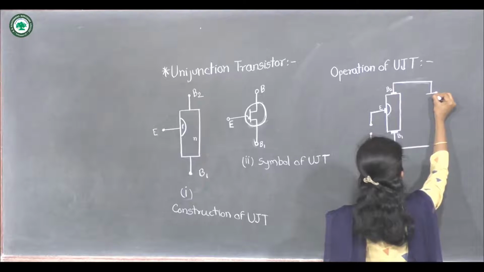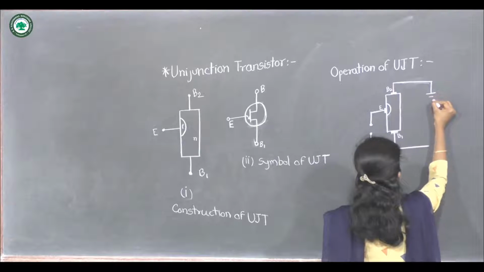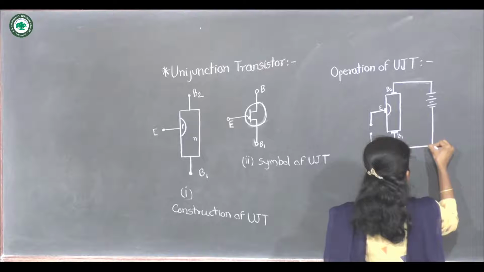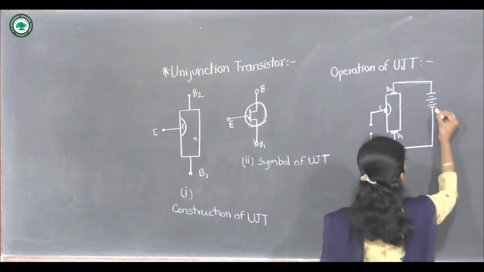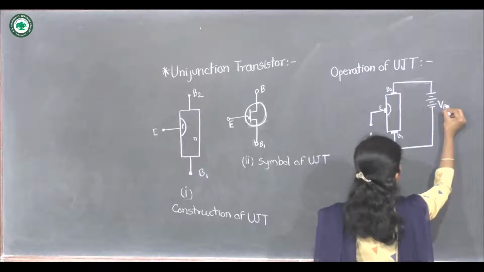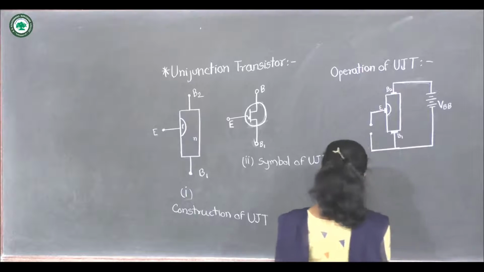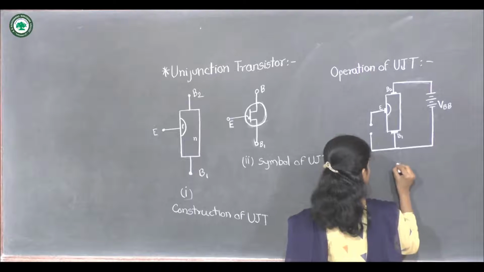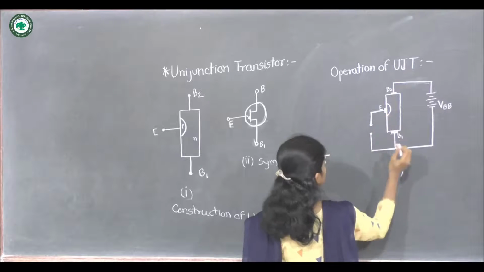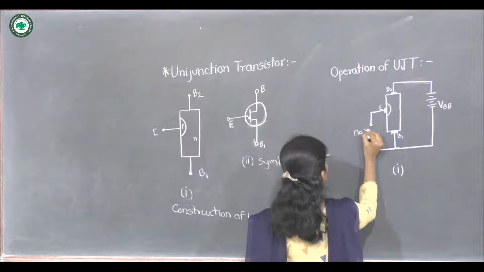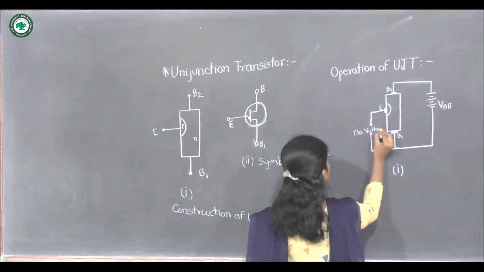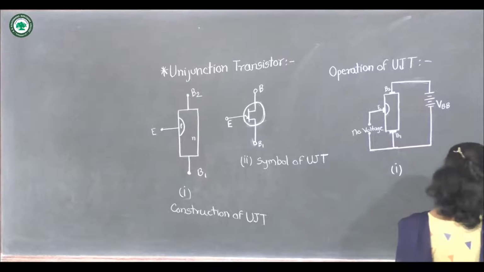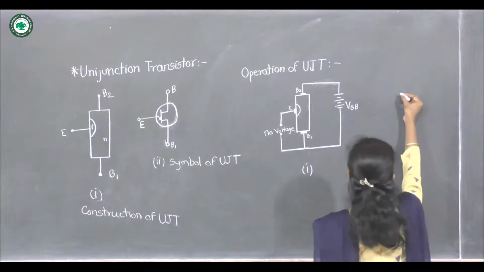When the positive terminal of the battery is connected to base B2 and the negative terminal is connected to base B1, the potential is denoted as VBB. This is the first case, when no voltage is applied between emitter and base B1, that is, the emitter terminal is open with respect to base B1. We will discuss the next case.